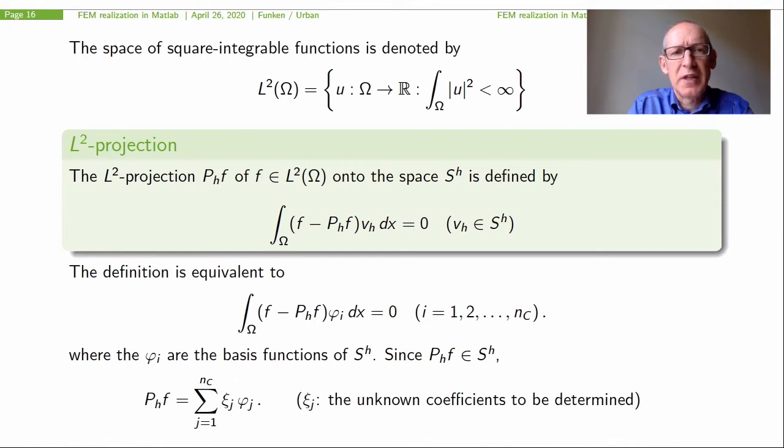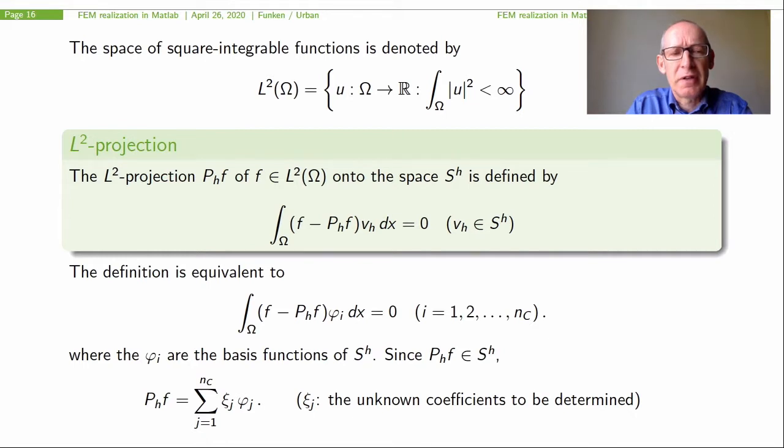Let's continue with the L2 projection. The L2 projection is a mathematical tool, but can also be interesting if you want to substitute an arbitrary function f, which is in a space L2, by a piecewise linear approximation, because if you want to calculate some integral, or do some integration or other things, these would be easier with a piecewise linear function. That could be interesting.